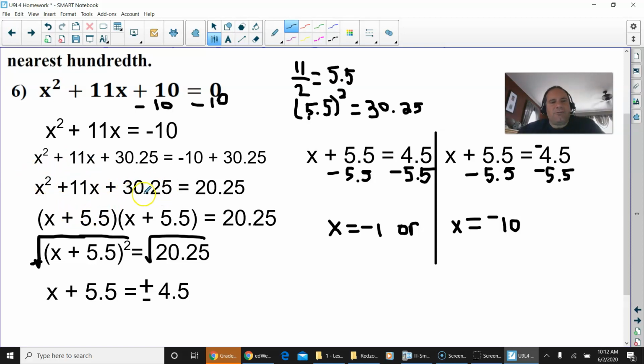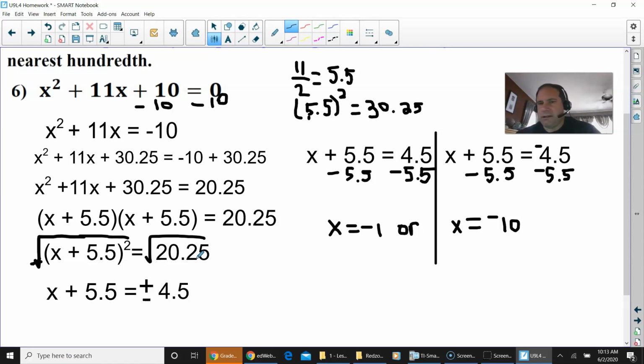When I took the square root of 30.25, I got 5.5, as I found out 5.5 times 5.5 equals 30.25, and I knew that all of these were positives, so that means everything's positive here. So you square root both sides, and you get x plus 5.5 equals plus or minus 4.5, because the square root of 20.25 is 4.5.